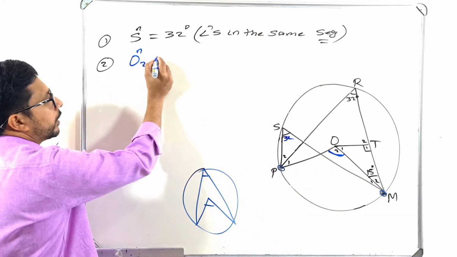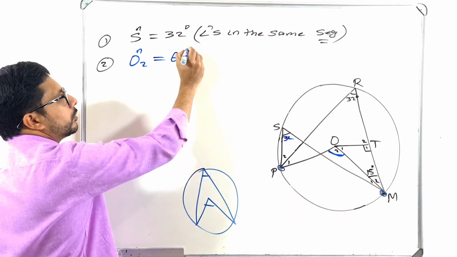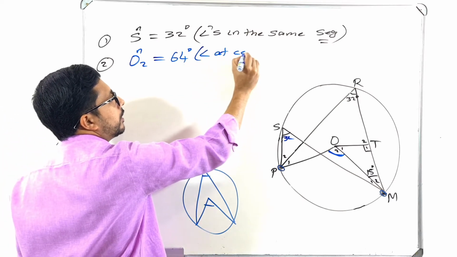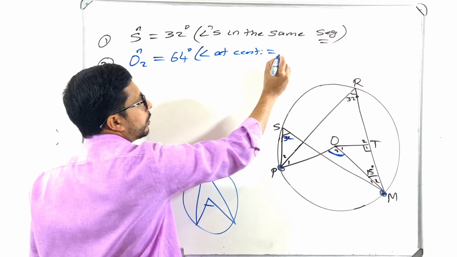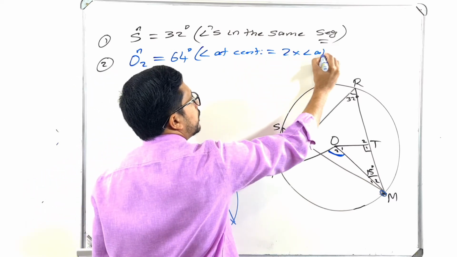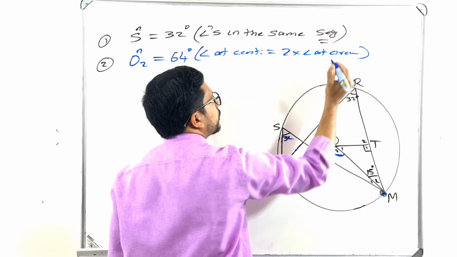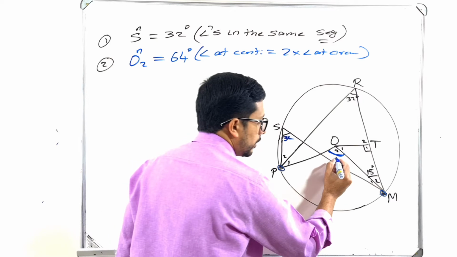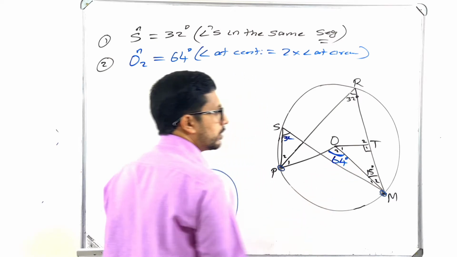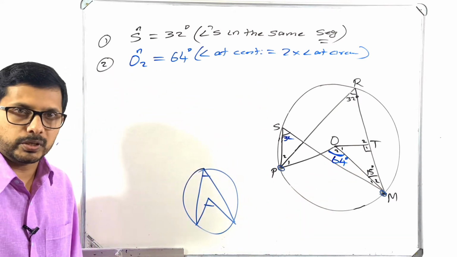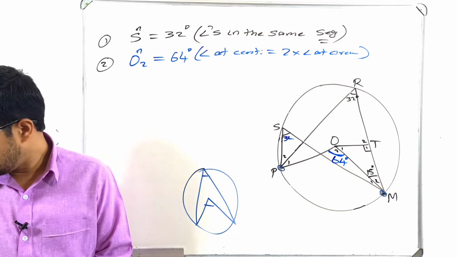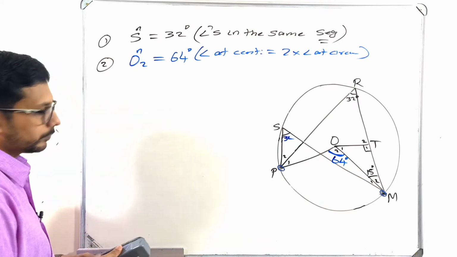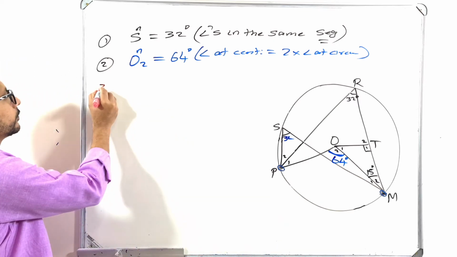So here what we can write, angle O2 is equal to 64 degrees. What is the reason? Angle at the center is equal to 2 times angle at the circumference. So now we know that angle O2 is 64 degrees. You understand? Okay, so that is question number 2. Now let's move to the next question. Question number 3.